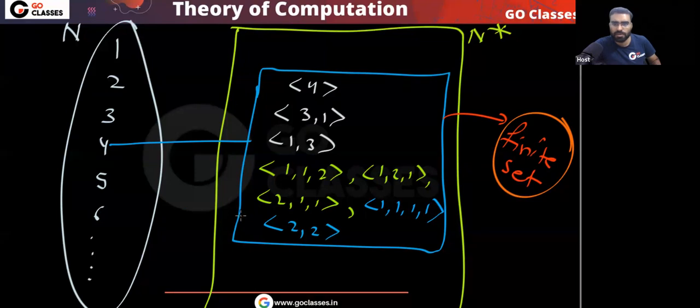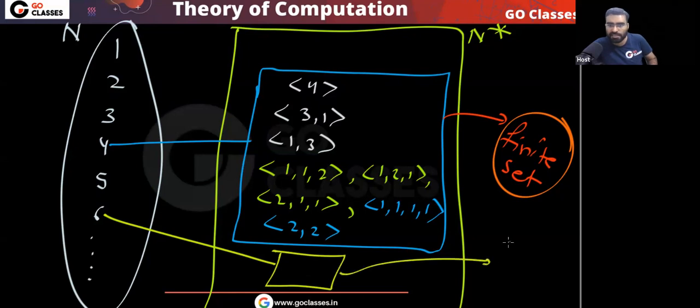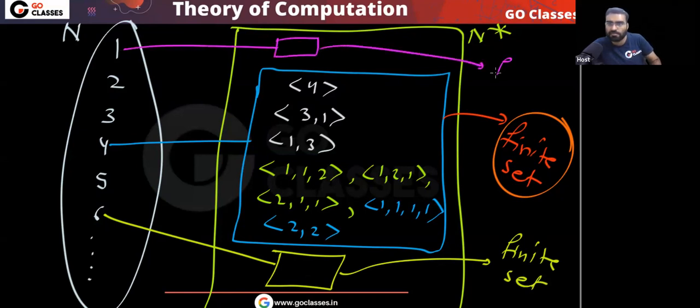Okay. So this is the idea. I hope you understood. So like this and so on. To every element we are assigning a finite set. To this 6 also, we will assign a finite set. To this one also, you are assigning a finite set. So that's it. Hence proved.